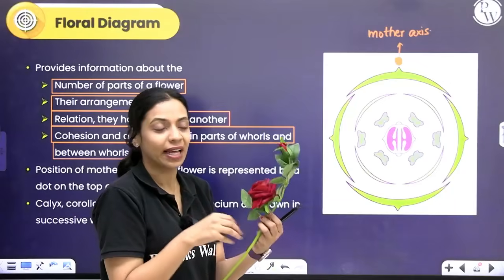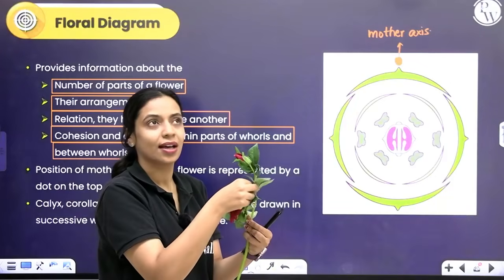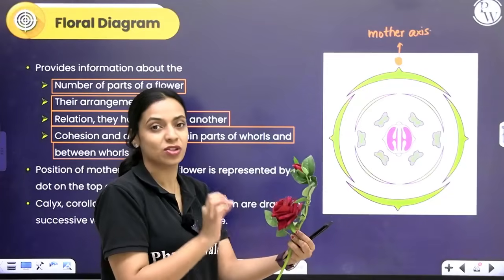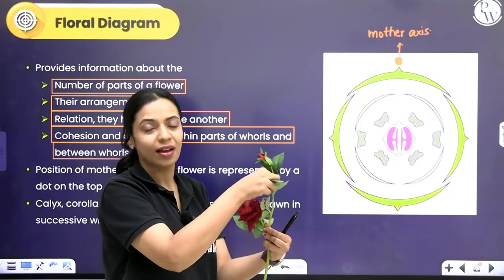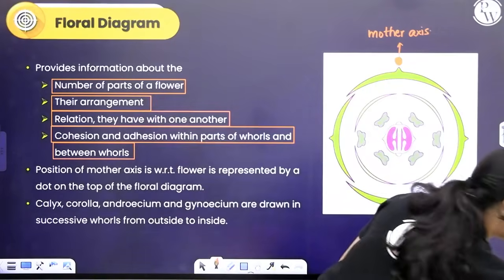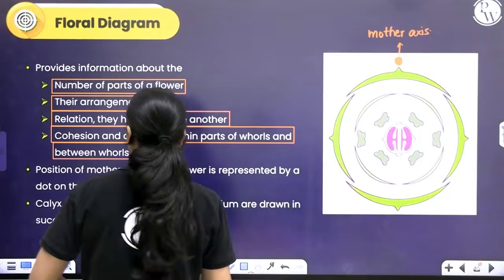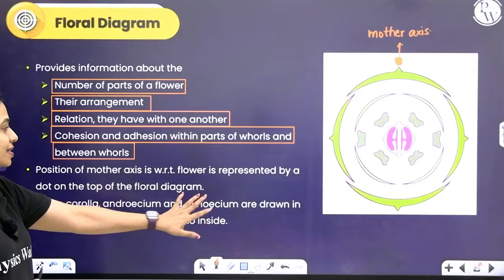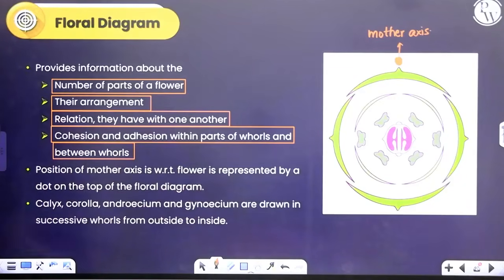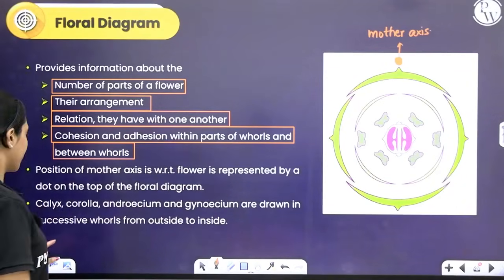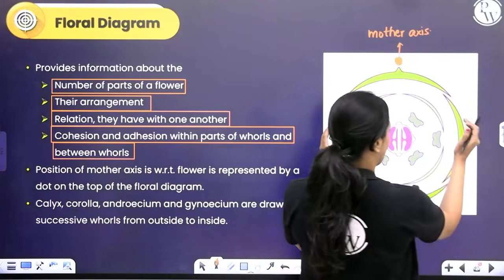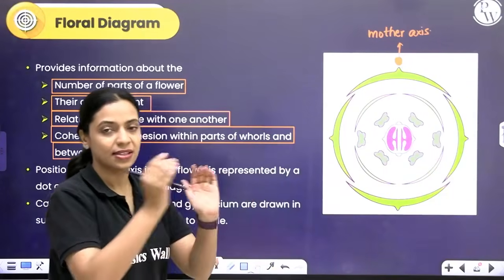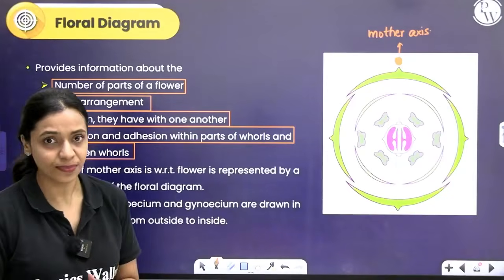Okay, so that gives us information about how the flower and the parts of the flower are arranged with respect to the mother axis. That is called the mother axis. The position of the mother axis with respect to the flower is represented by a dot on top of the floral diagram. Like I already mentioned, calyx, corolla, androecium, gynoecium are drawn in a series of successive whorls just like in the flower.